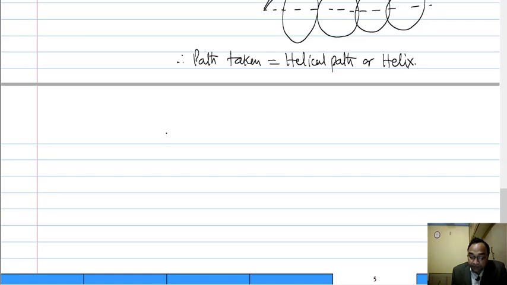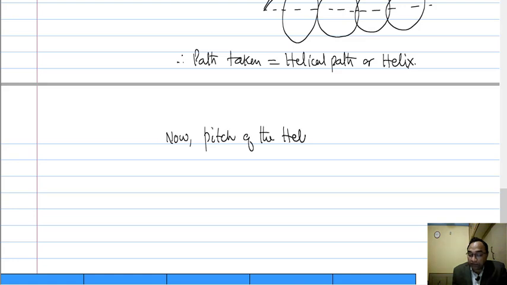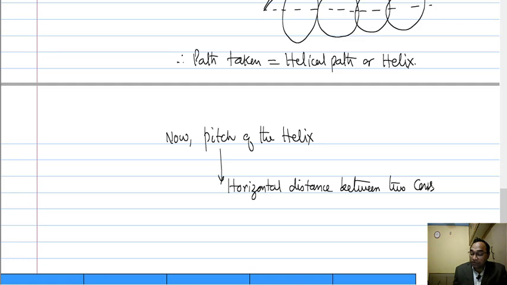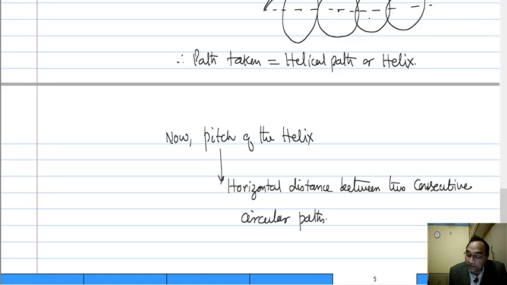Now, what will be the pitch? Pitch of the helix. What is the meaning of pitch? Pitch is the horizontal distance between two consecutive circular paths. That is, this is one center, this is another center. So, this distance is called pitch.